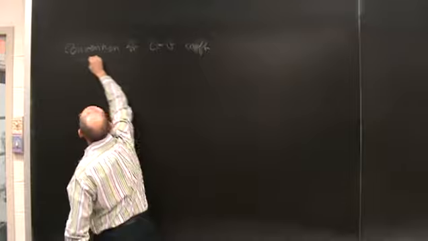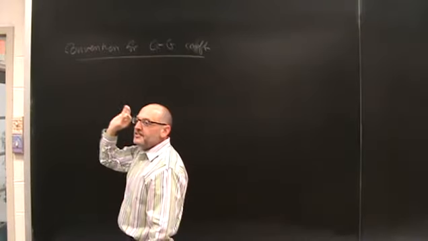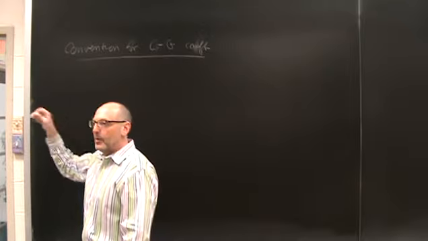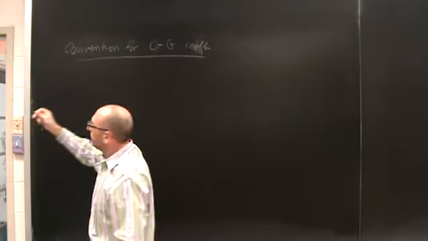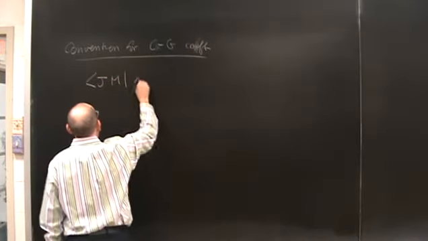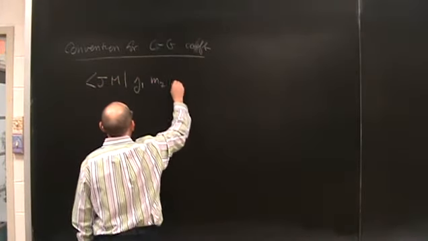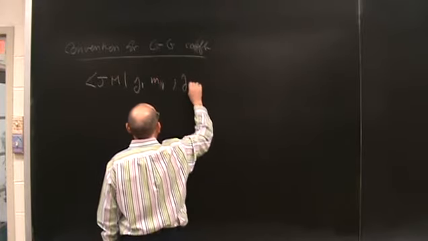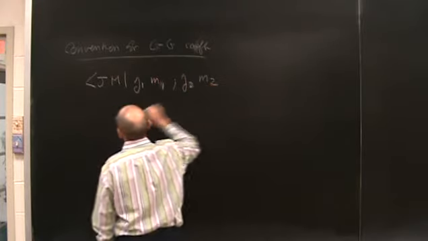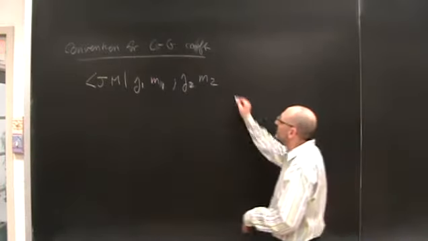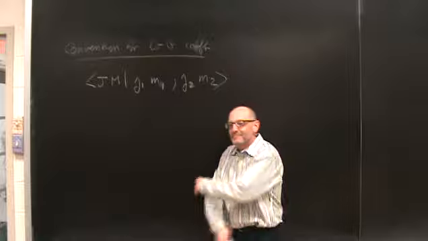So firstly, since J1 and J2 are fixed, there's no need to write it on both sides of that. So I'll define my CG coefficient like this. This is my convention, and it's a very standard convention, but not universally used. Okay?